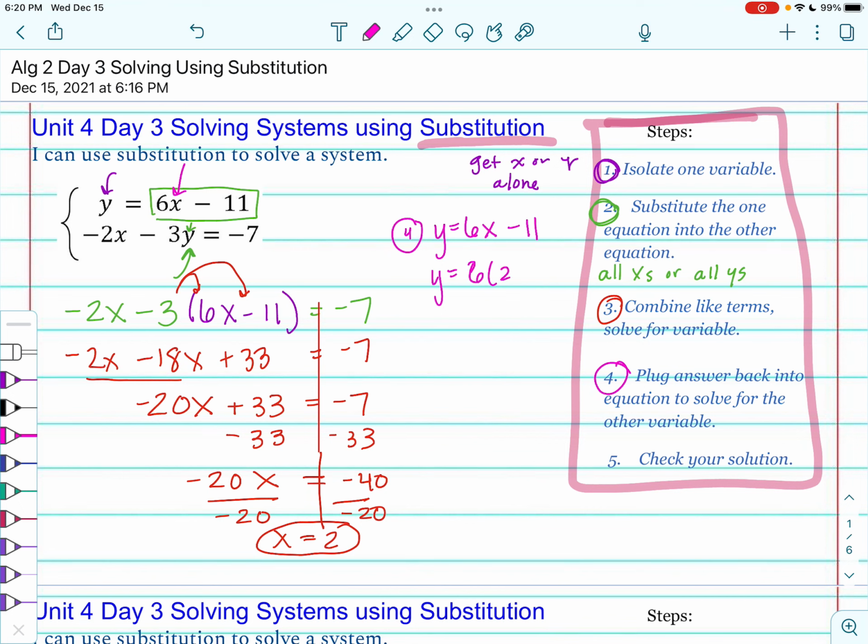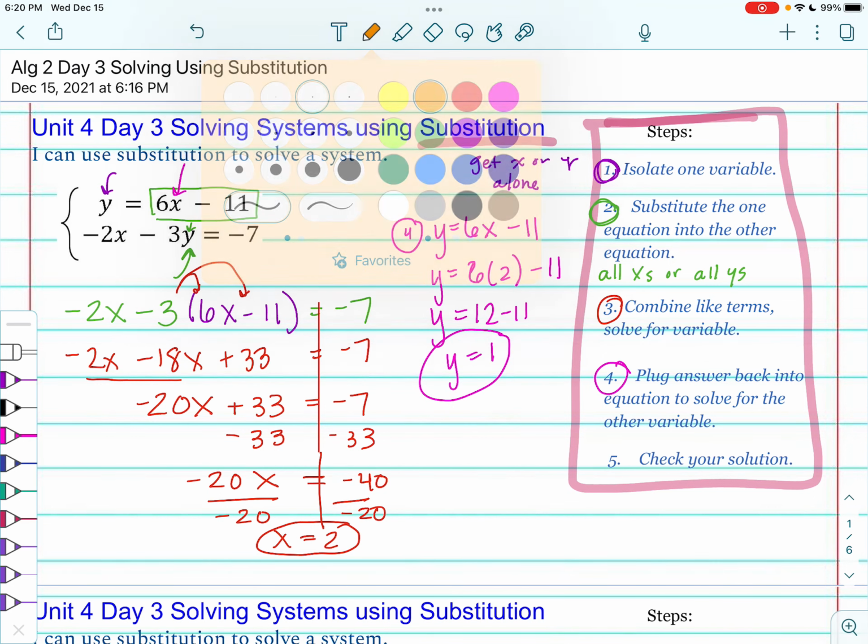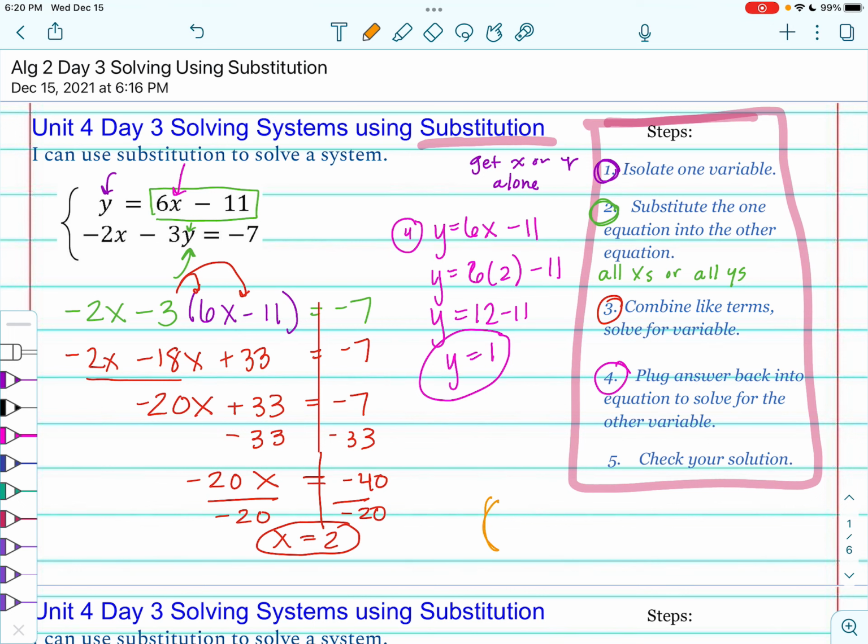Both will give you the same answer. And then I'm going to plug in 2 for x. So I get 12 minus 11, and y equals 1. That's my answer. Okay, so my overall answer is a point. Point where these two lines cross, 2, 1. Okay, step 5 is to check.